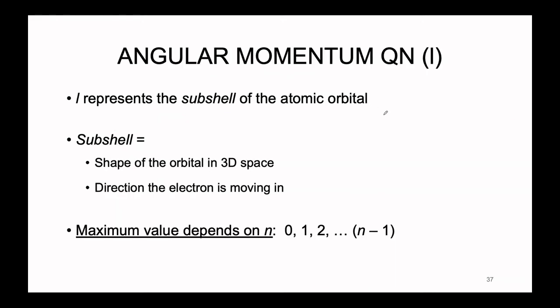Quantum number L, which in the font that I am using on my slides looks like a 1. Whenever I write it, like with my hand, I always write a little cursive L to make it really clear that it's not a number 1. L is known as the angular momentum quantum number. This represents the subshell of the atomic orbital.